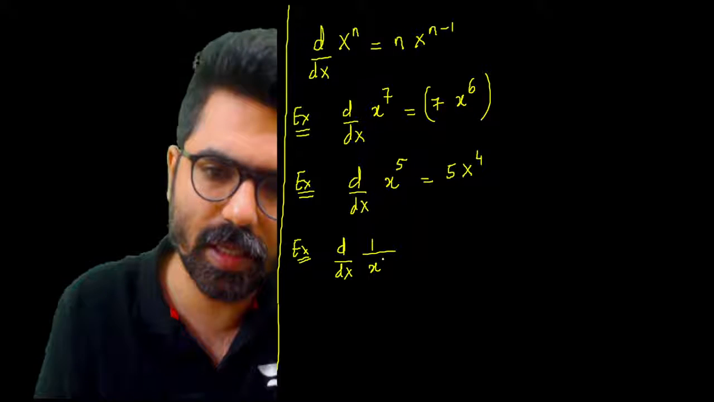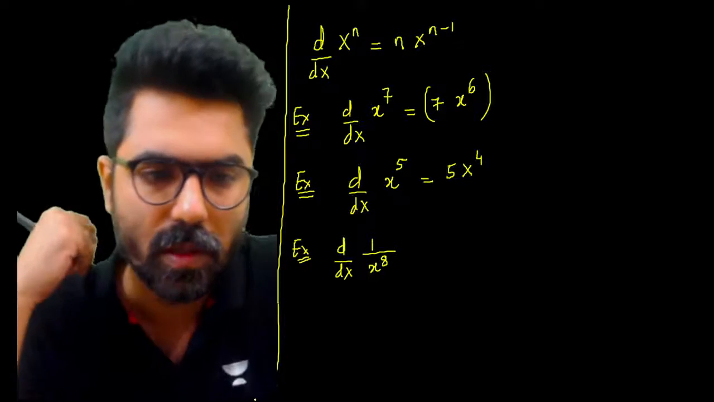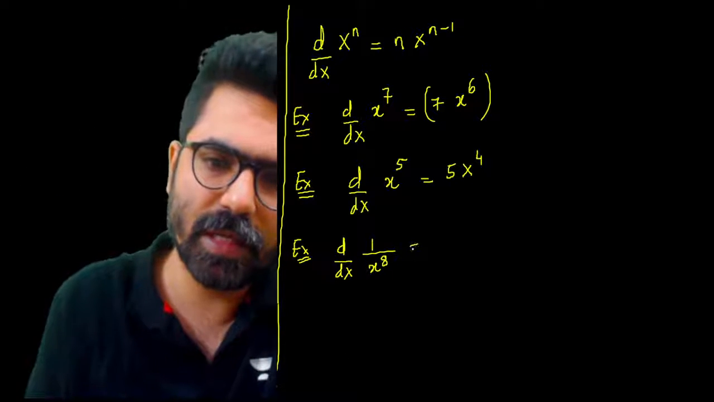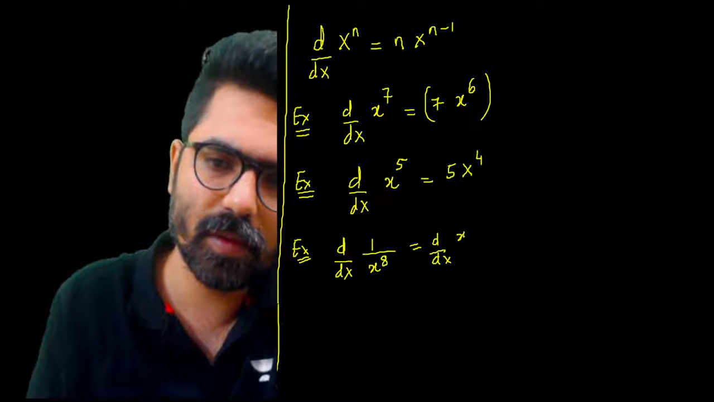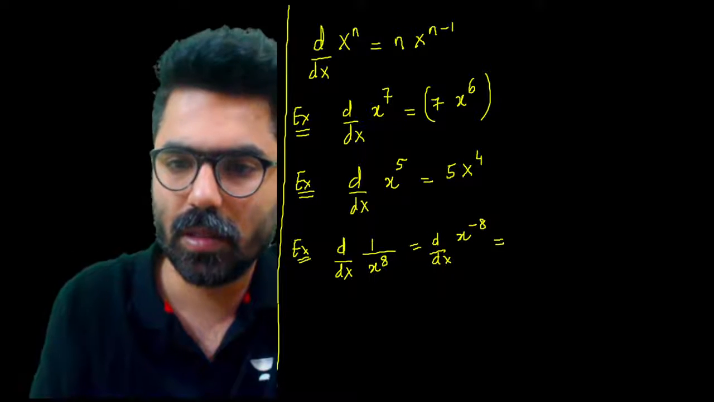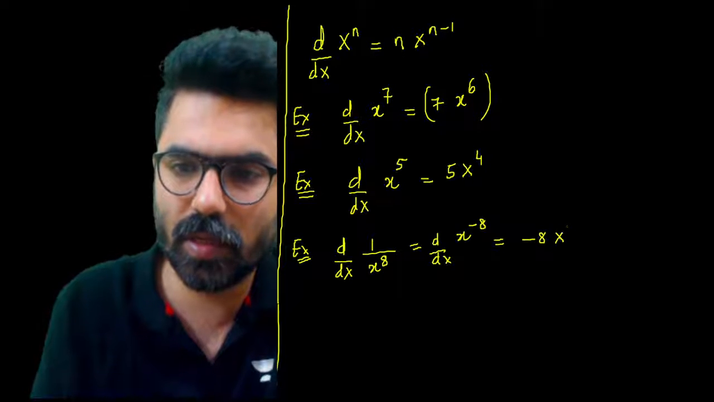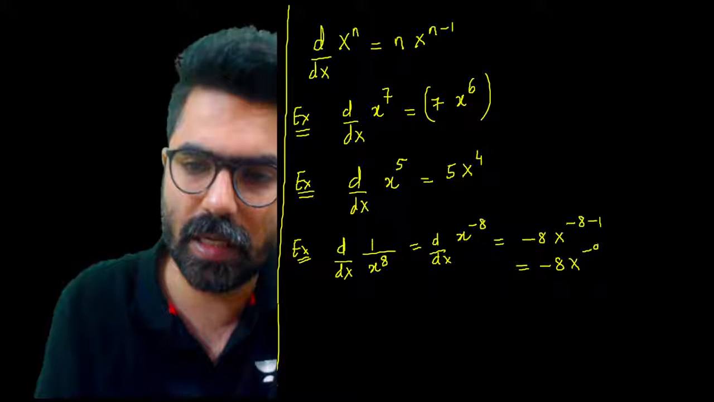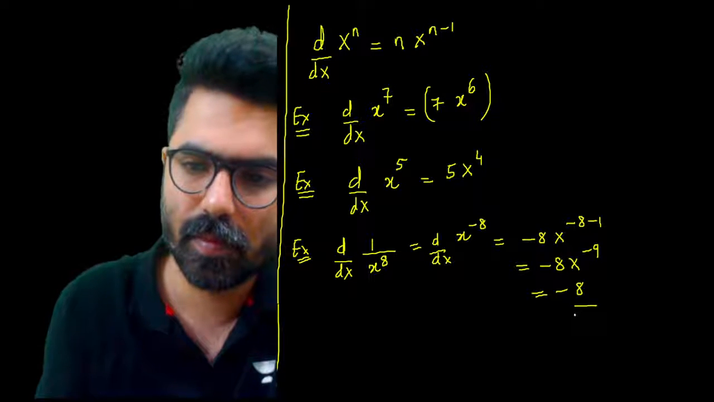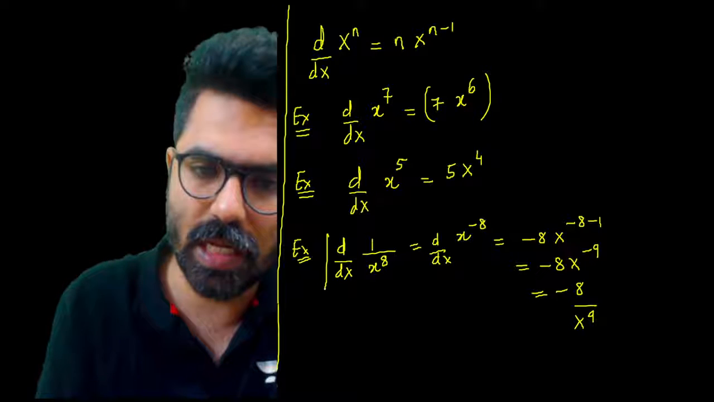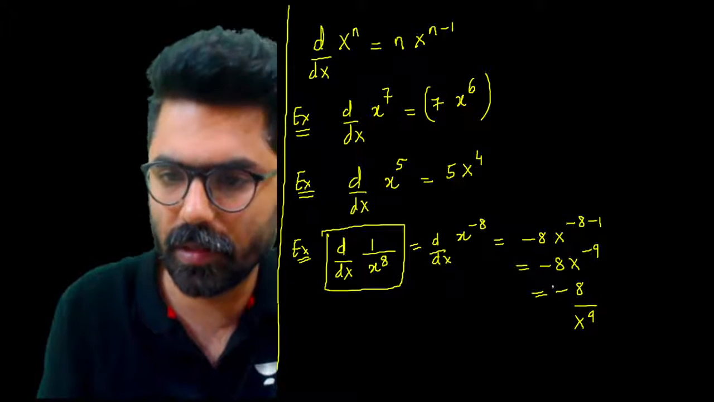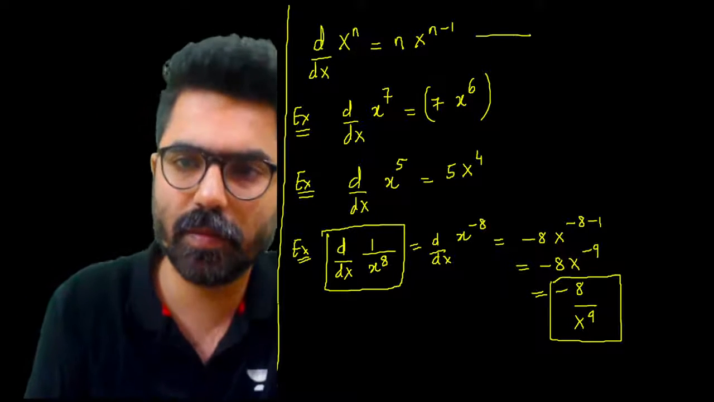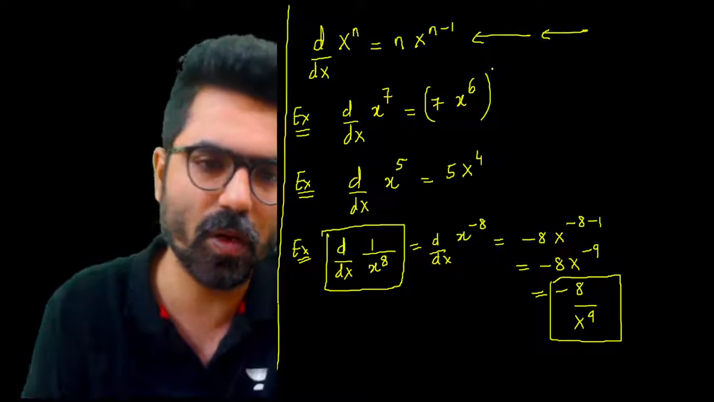It is 1 upon, let's say, x power 8. Let's say we have to find the derivative of 1 upon x power 8. So this can be written as derivative of x power minus 8. Now x power minus 8 is minus 8 into x power minus 8 minus 1, which is x power minus 9. So this is the derivative of 1 by x power 8. Okay, a very basic formula, this one, and again used a lot of times.